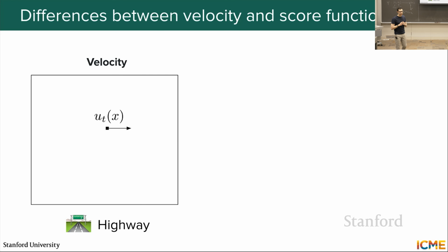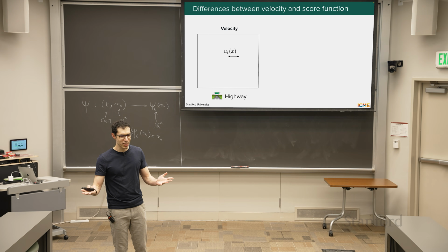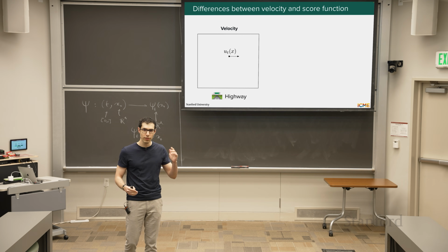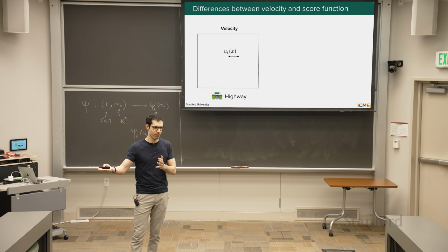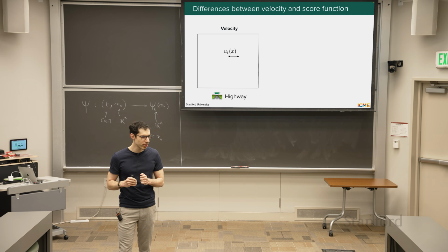But before we do that, I know last lecture we talked about the score, and the score was also a vector. And if you remember, the score was also something we used in order to go from noise to data. So one natural question you may be asking yourself right now is, how does this vector field or velocity relate to the score? So I'm going to give you the following analogy.